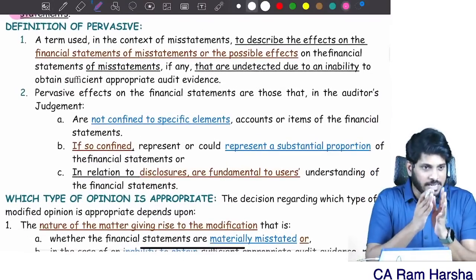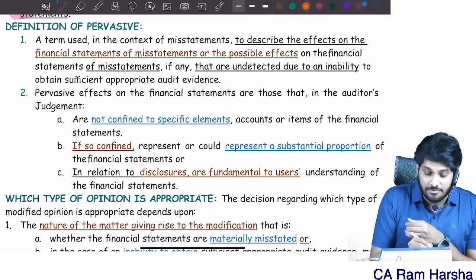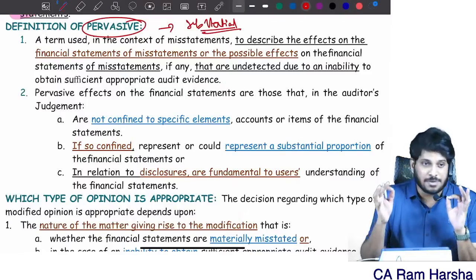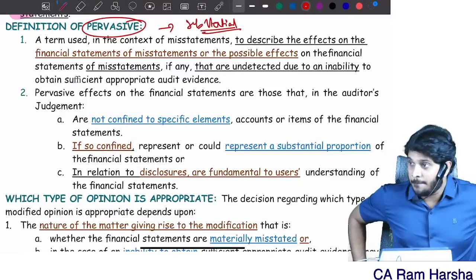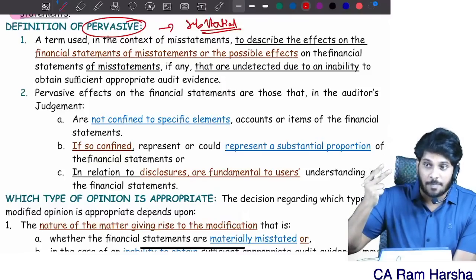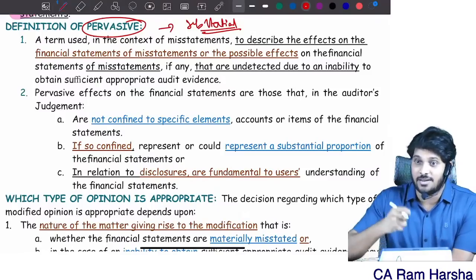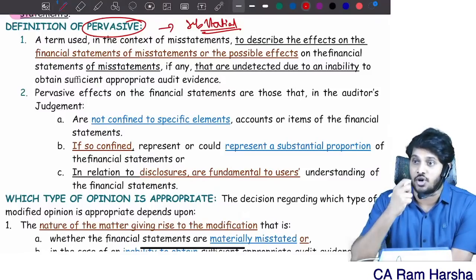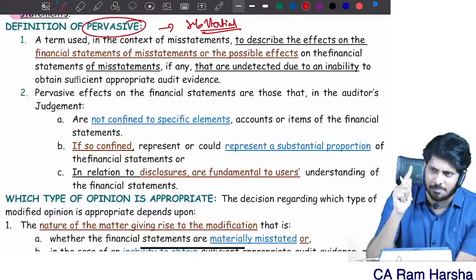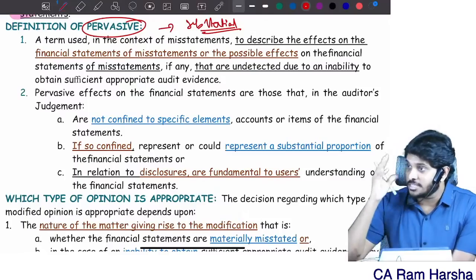Now what is pervasive? Like we have seen, material means okay, we can understand. What is pervasive? Pervasive means very significant. In fact, I can say pervasive means substantial. Substantial is the best word to describe pervasiveness. Material means it's a big amount, significant. Substantial is much more severe. When do we conclude the financial statements are pervasively misstated? When a substantial number of items are misstated. Sometimes there may not be a number of items, there may be only a single item, but that single item will be a substantial portion.